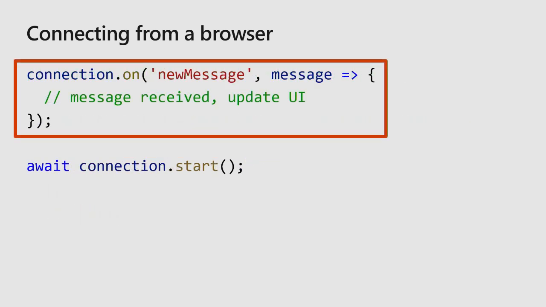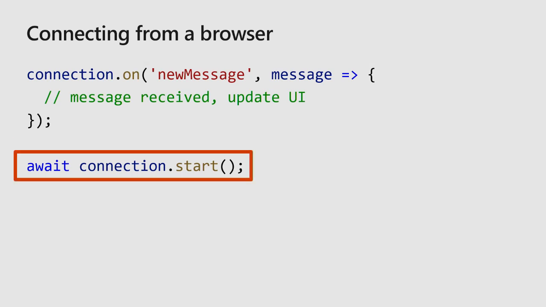And then typically the next step is that you set up one or more of these listeners or event triggers. So here I'm listening for a message called new message, and then every time we get one of those messages pushed down to us from the server, we'll execute this piece of JavaScript. And then after we've done all that, we call start on the connection, and the connection between the browser and SignalR Service is initiated.